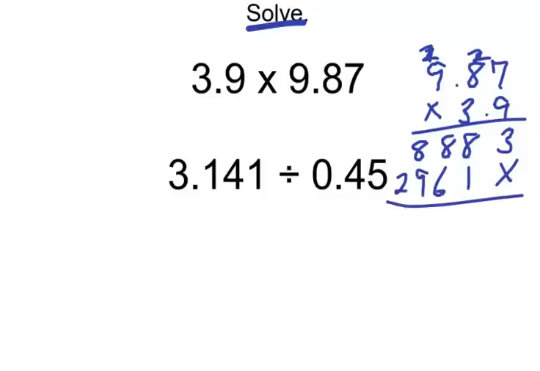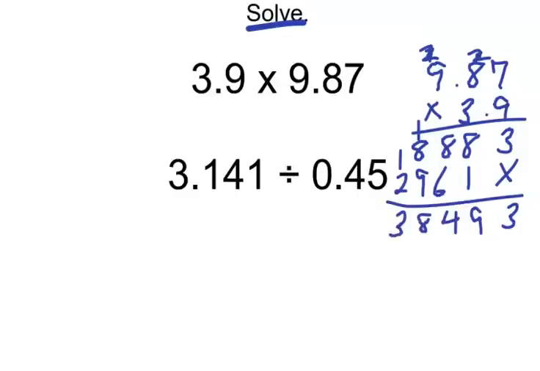All right, then we'll add this up. We have 3 here. 8 plus 1 is 9. 8 and 6 is 14. Okay, and then we have 8 plus 1 is 9, plus 9 more is 18. And then 2 plus 1 is 3.